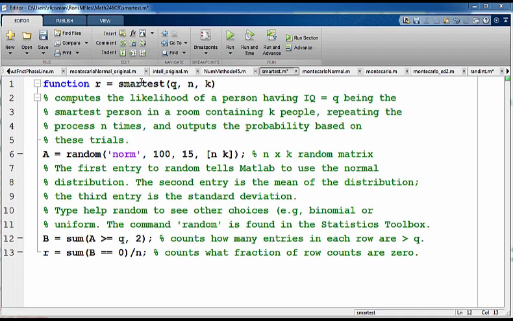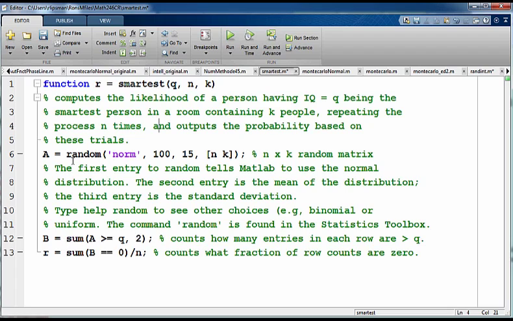You should always save a function mfile with the same name as the name of the function, and here it is, smartest.m. It's then followed by what are called the help lines. They're basically comment lines which explain what the function mfile does. So in this case, it computes the likelihood of a person who has an IQ equal to Q being the smartest person in a room containing K people. And then it repeats the process n times and outputs the probability based on these trials.